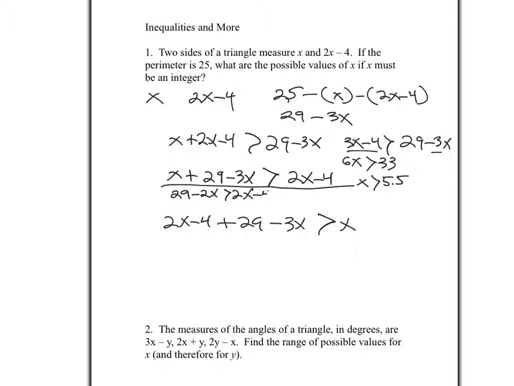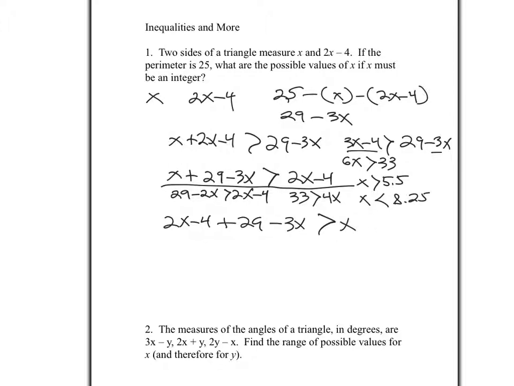Okay, now for this one, we're going to end up with, over here, 29 minus 2x is greater than 2x minus 4. And that's going to lead us to, when we get all this worked out, 33 is greater than 4x, which is to say that x is less than 33 divided by 4, 8.25.